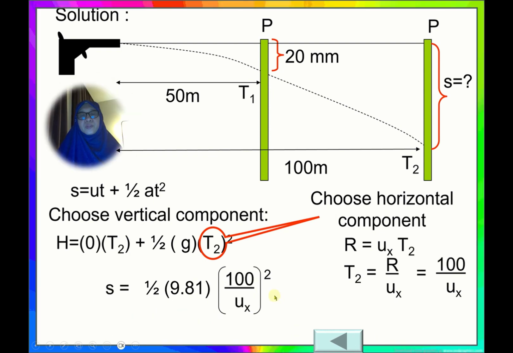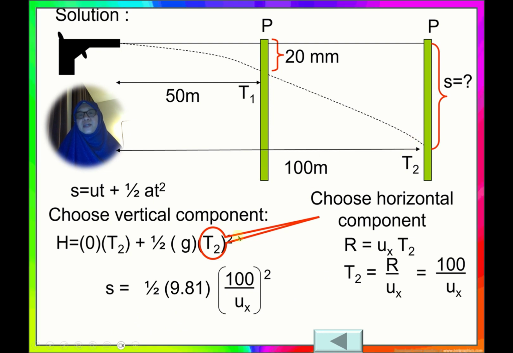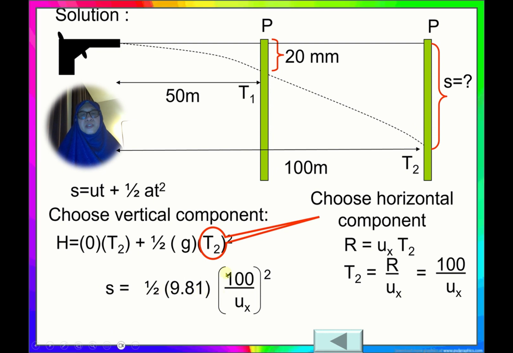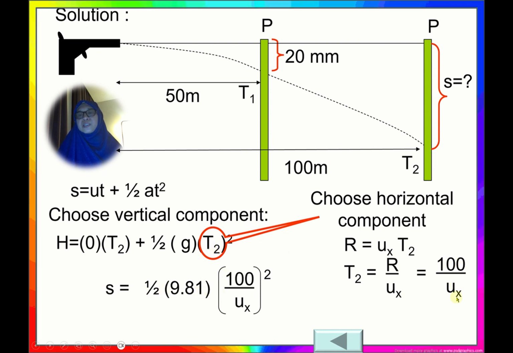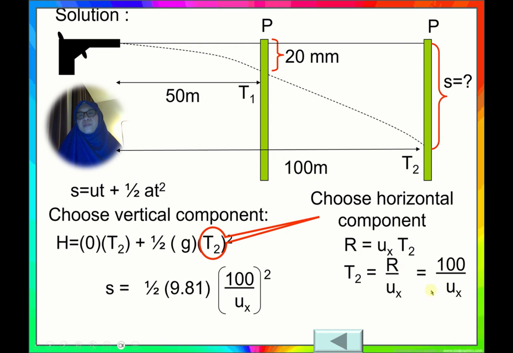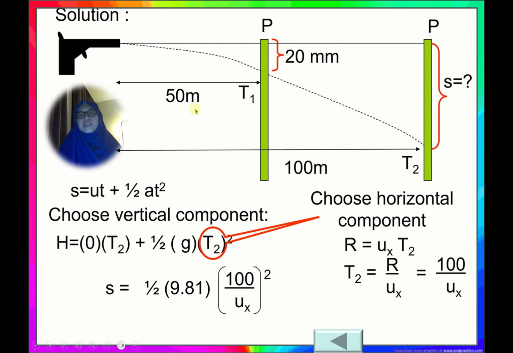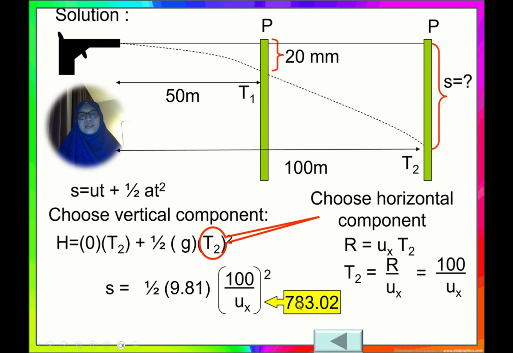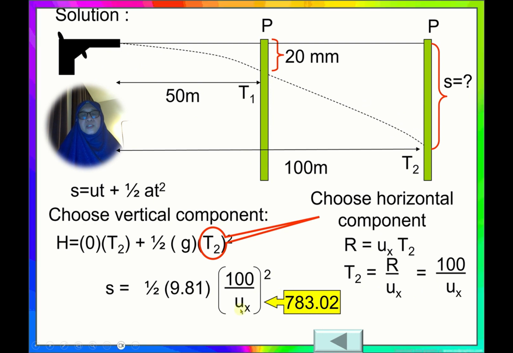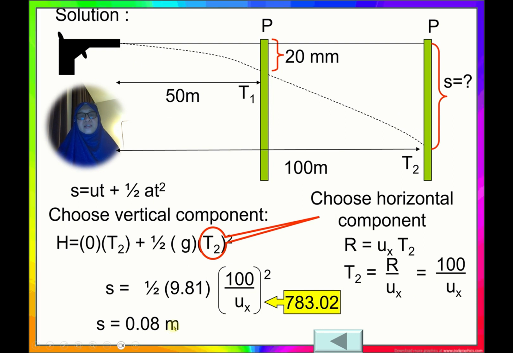Okay, so we do the same for the next target, the 100-meter target. So the S we don't know, equals to half 9.81, but T2, this time T2 is 100 over UX. So the range now becomes 100 divided by UX. UX is the same because this is the same projectile. Okay, same projectile, so you can use UX. So you substitute the UX just now into here, and you get S equals to 0.08 meter. So same answer like just now. In millimeter, so it's 80 millimeter.